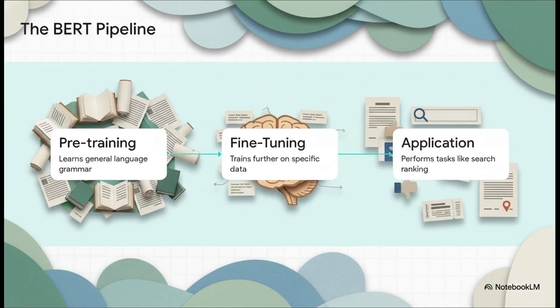In the real world, developers use a highly efficient pipeline. Step 1 is pre-training, where BERT reads massive amounts of text to learn general grammar and facts. Step 2 is fine-tuning. Instead of building a completely new model from scratch for every single task, developers take this pre-trained BERT brain and train it just a little bit more on a specific labeled dataset. Finally, in Step 3, this fine-tuned model is deployed to perform specific applications, like analyzing the sentiment of movie reviews, identifying names and locations in legal documents, or even powering the search ranking algorithms you use every single day.